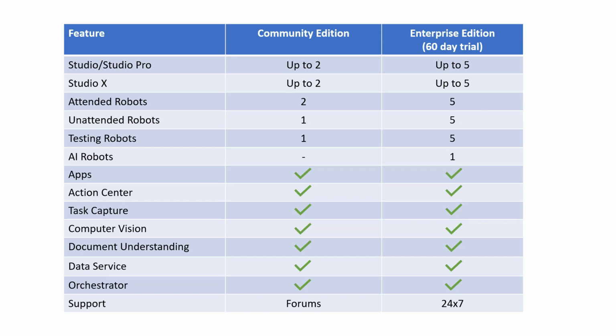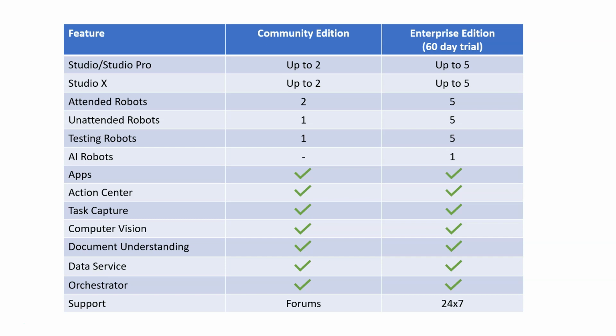And over on the right, we have the Enterprise Edition, and I have listed what you get with the 60-day trial of the Enterprise Edition. You get more of everything, basically. You can use the Community Edition if you are a larger enterprise, but only as an evaluation tool. You cannot use it in production. You can only use it for a limited time. Then you need to decide whether or not you want to buy the Enterprise license.